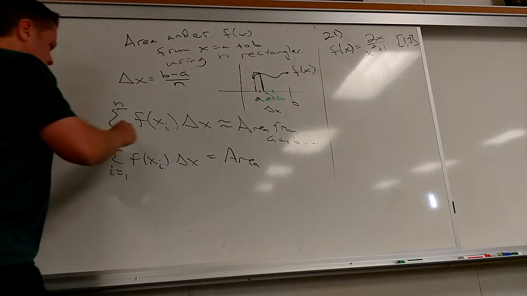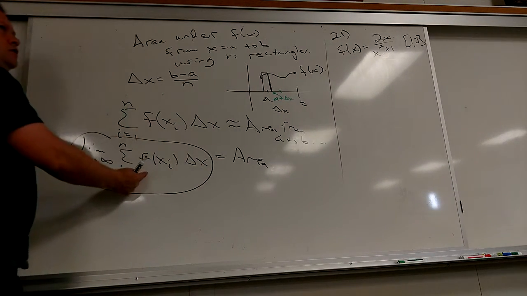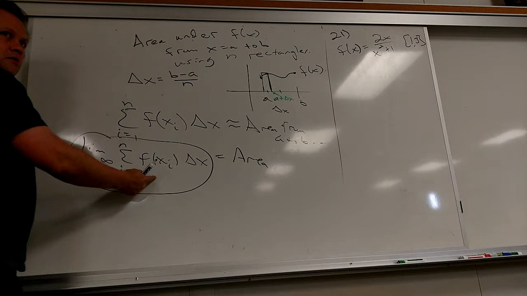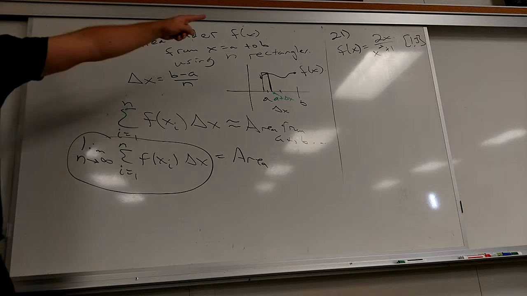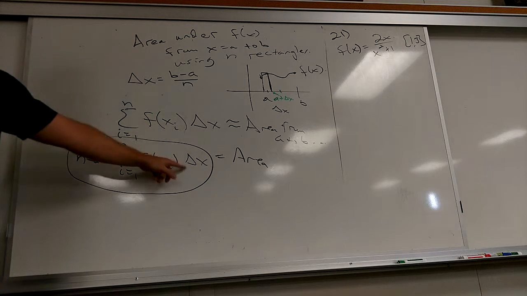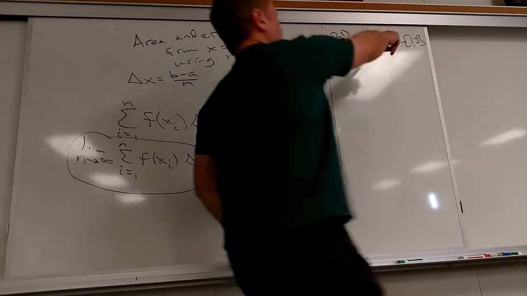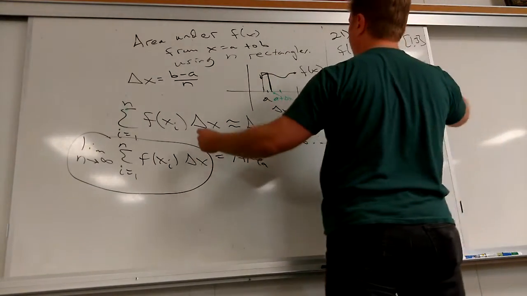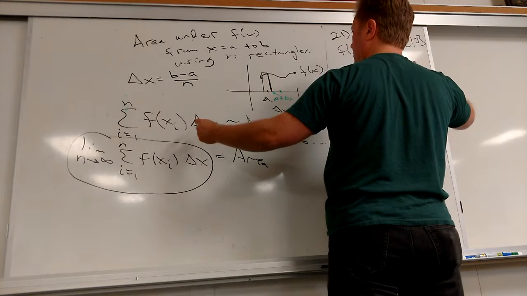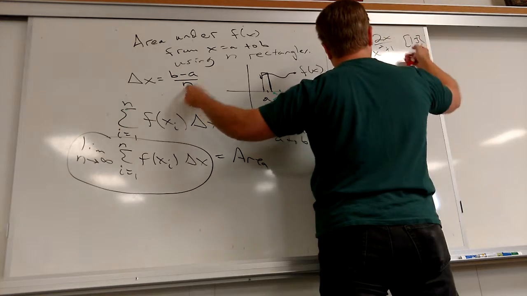So you've got this form. This is what definition 2 gives you. So what's f of x? It's that. What's delta x? Somebody help me with what's delta x for this problem? What is delta x always? This. So what's delta x for this guy?